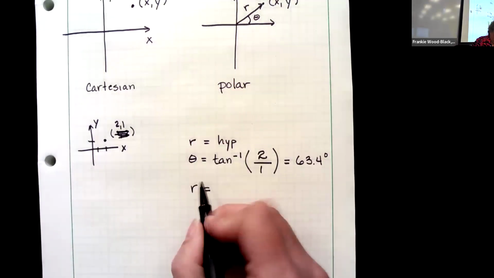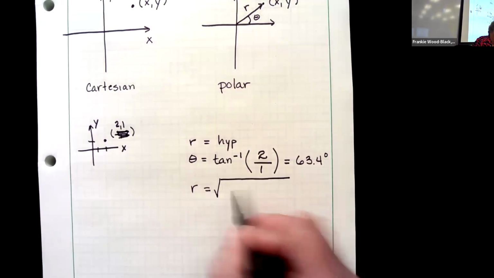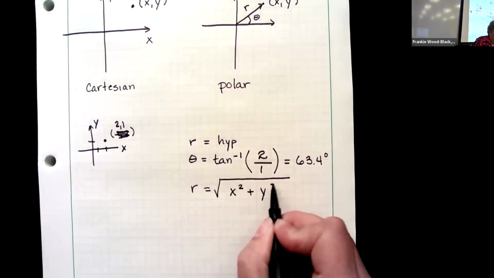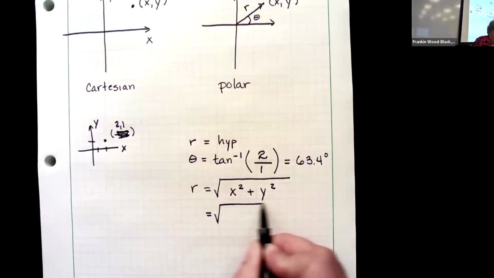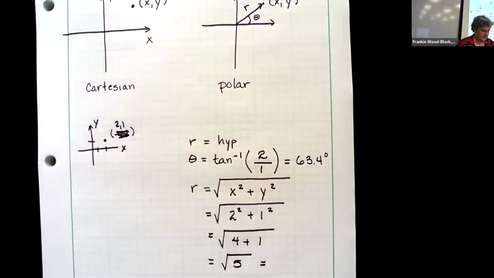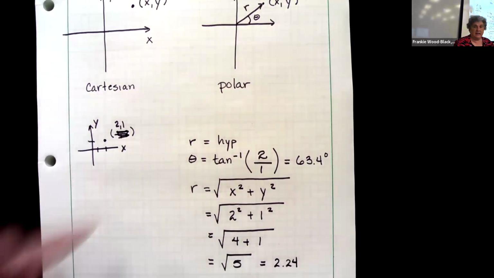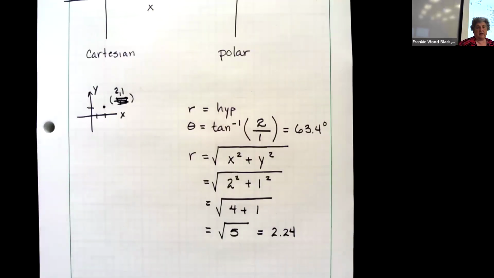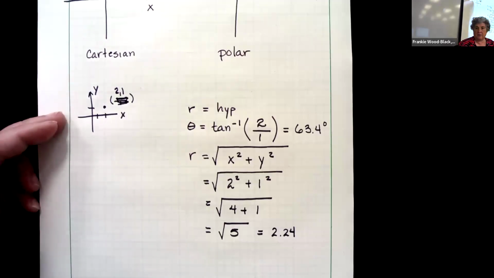R is equal to the square root of x squared plus y squared. That's the square root of 2 squared plus 1 squared. Square root of 4 plus 1. Square root of 5. I take the square root of 5, I get 2.24. Now, because I didn't give you any units here, we don't necessarily have units because I'm just doing a mathematical representation.